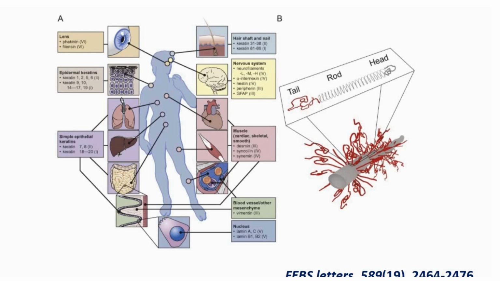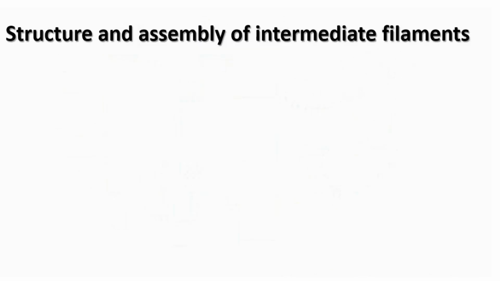The nervous system has neurofilaments, alpha-internexin, nestin, peripherin, GFAP, glial fibrillary acidic protein. The muscles, cardiac, skeletal and smooth muscles, contain desmin, synemin and syncoilin. The blood vessels and other mesenchymal tissues contain vimentin, and finally the nucleus has lamin A and lamin B1 and B2. So these are the different types of intermediate filaments.